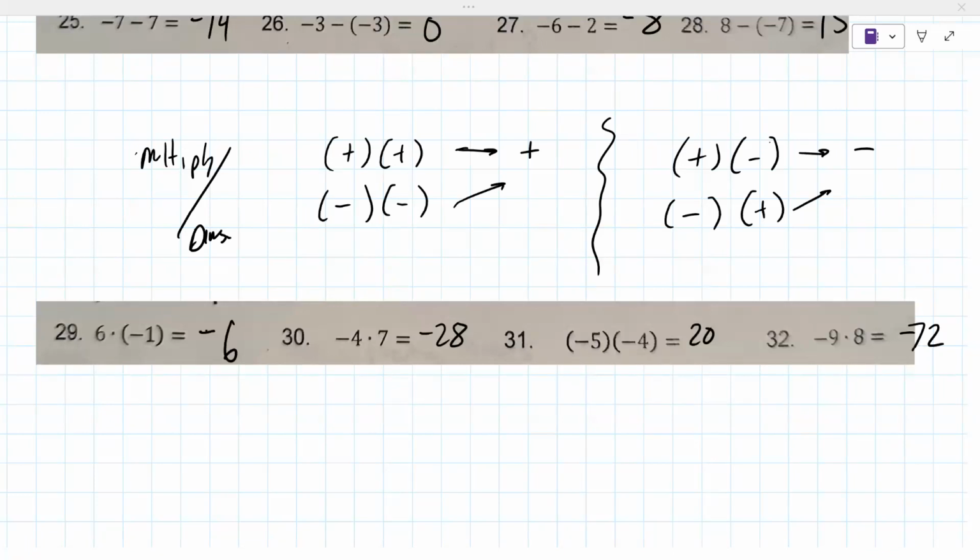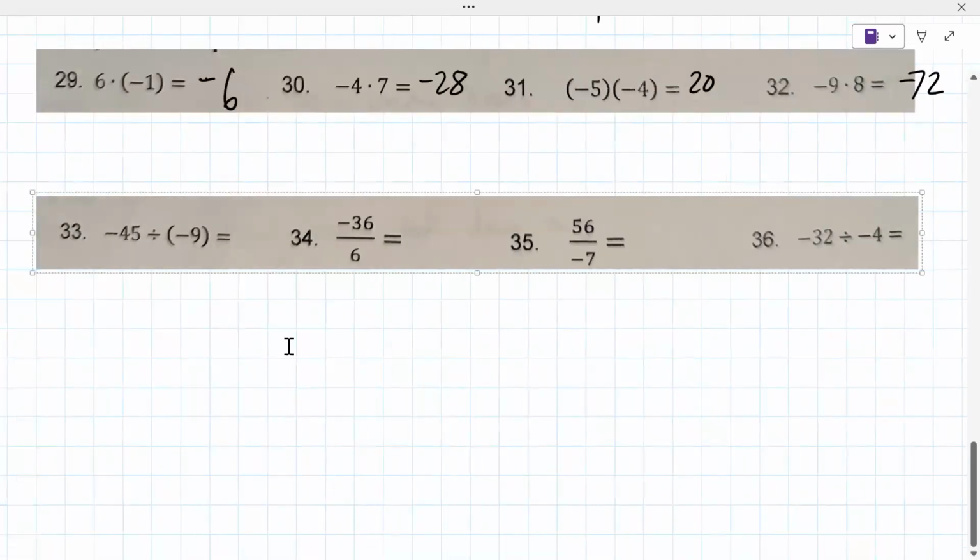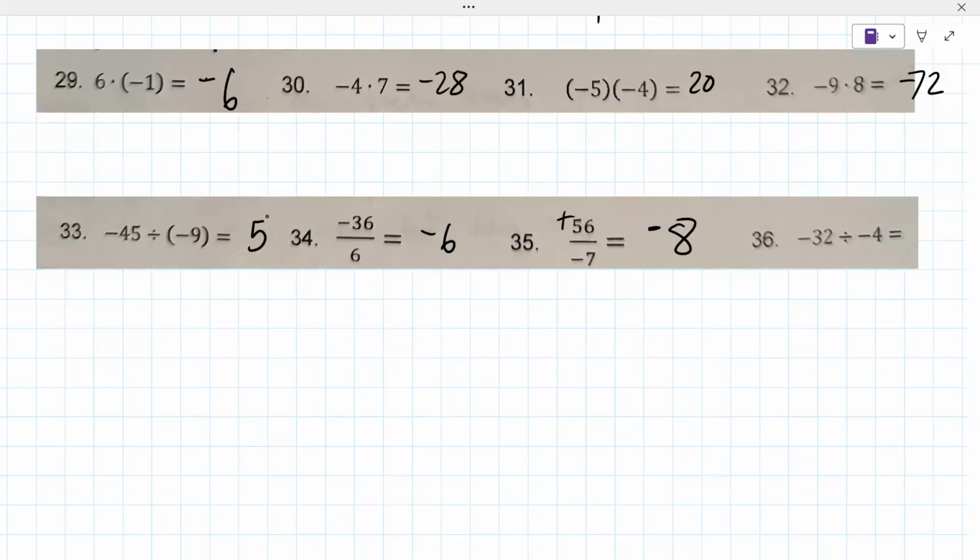I'll let you try the next grouping of questions. It's division. Same rules, just dividing. So, five. Negative 6. The answer is negative. I mean, this just comes down to, do you remember your multiplication, division?